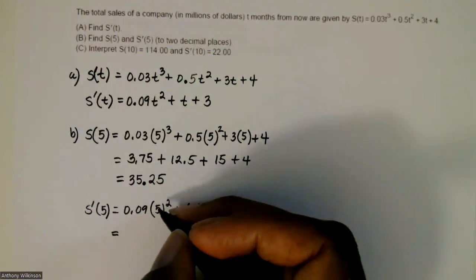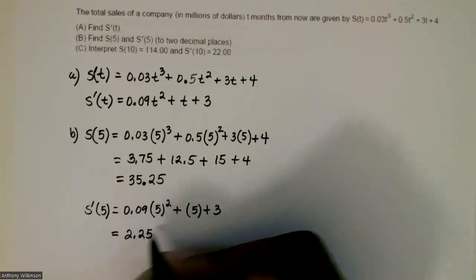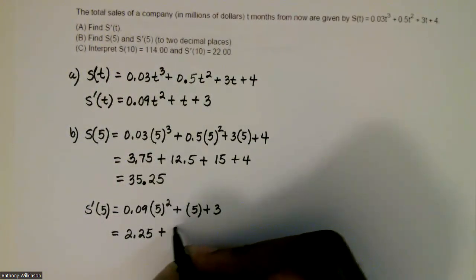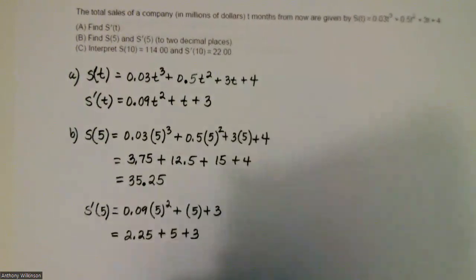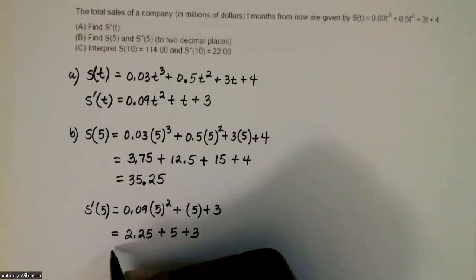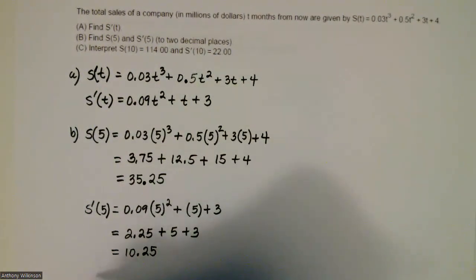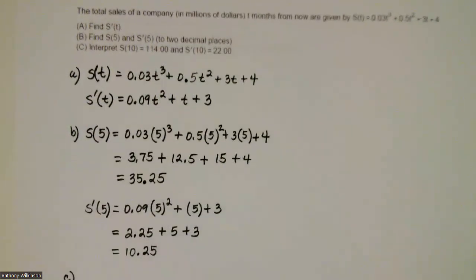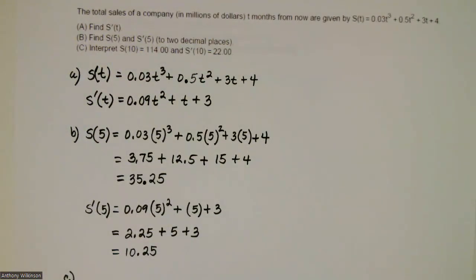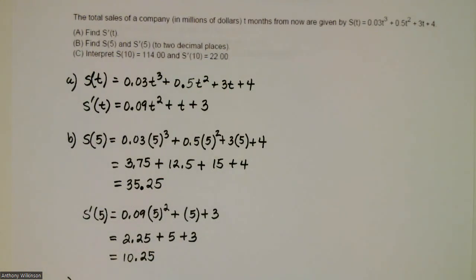5 squared will be 25. 25 times 0.09 will be 2.25 plus 5 plus 3. 2.25 plus 5 plus 3 would end up being 10.25. So in this case here, that S prime of t will just be the instantaneous rate of sales.